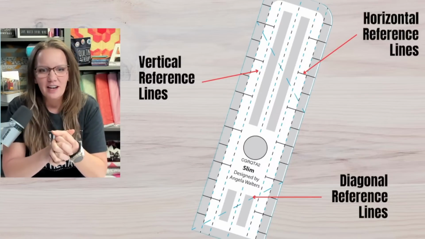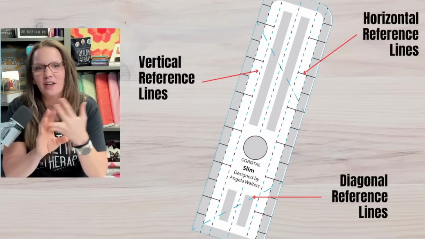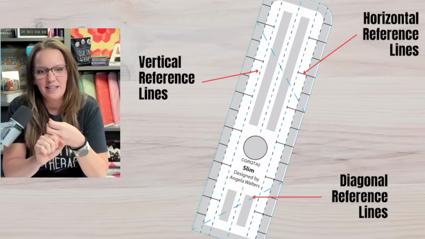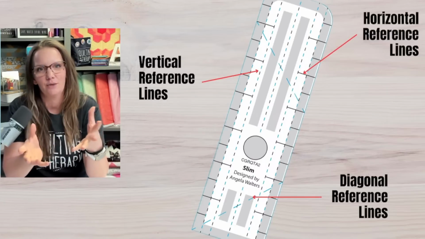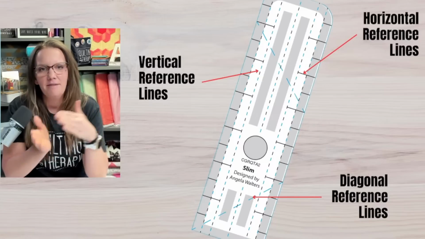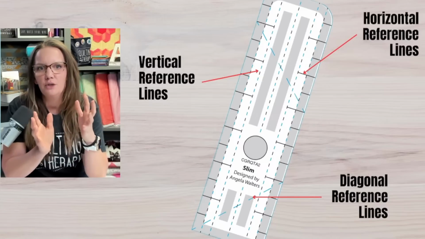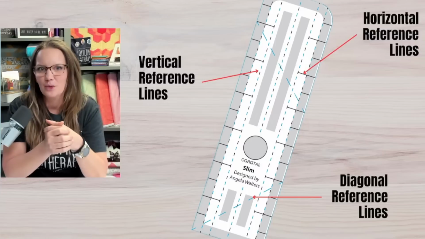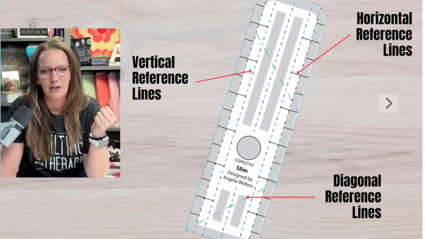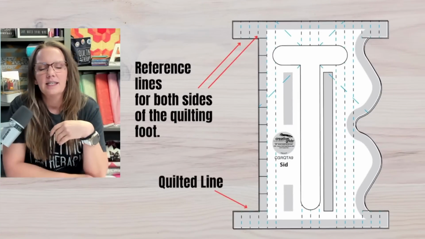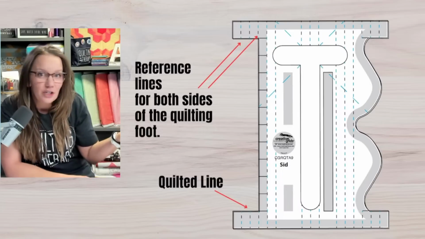On your rulers, I love having horizontal and vertical reference lines, which you can see here on this illustration, and then even a diagonal reference line. I like a 45-degree angle, but at least one or two diagonal lines, because not all the lines you're quilting will necessarily be horizontal or vertical. So sometimes your rulers might have additional reference lines.